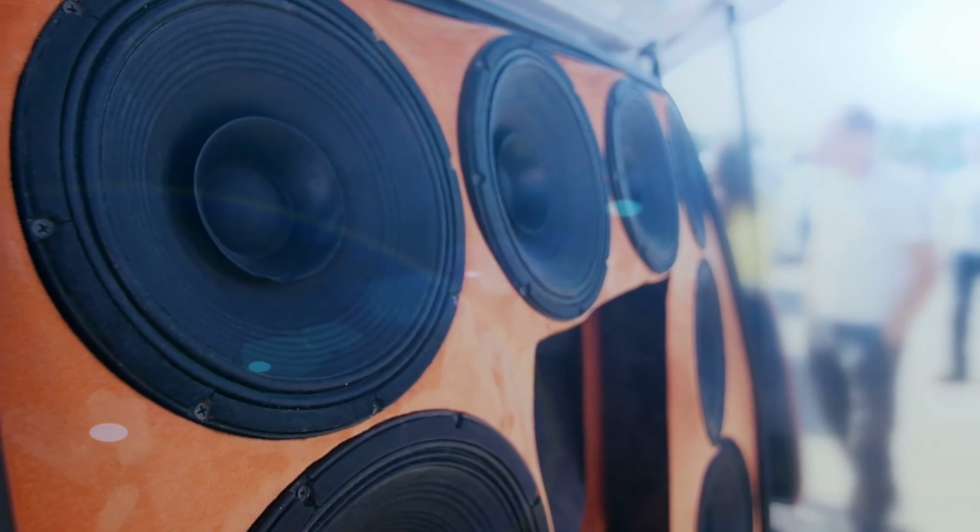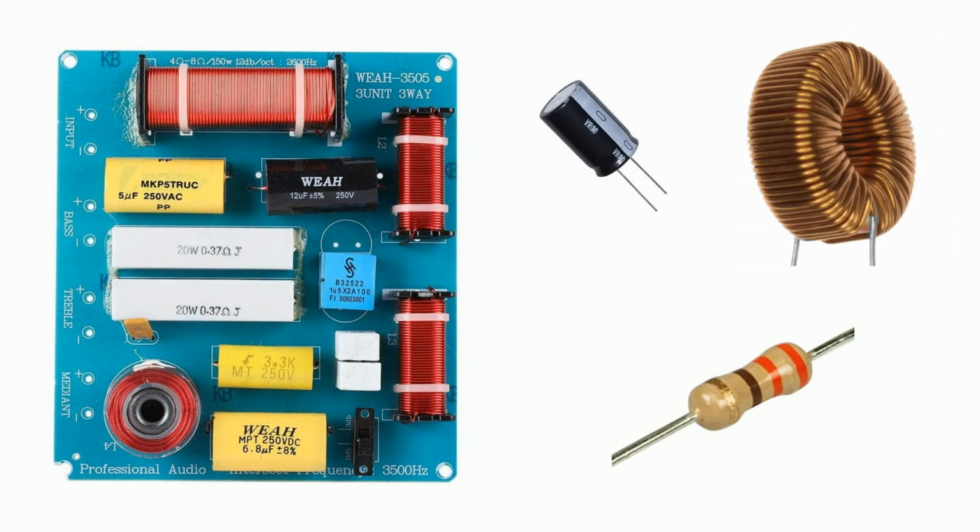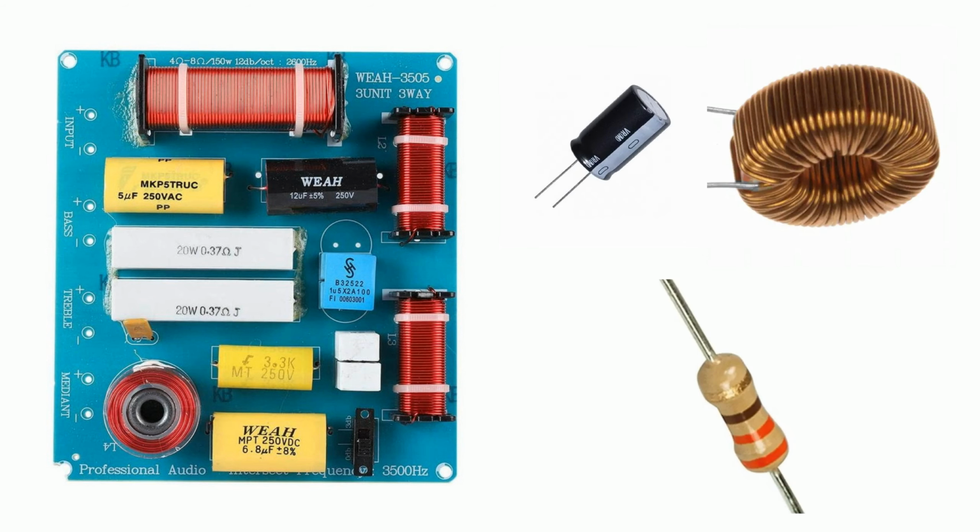Speaker crossovers are electronic circuits that divide an audio signal into different frequency bands to direct those frequencies to the appropriate speaker driver. In a passive multi-way speaker, these analog circuits typically use a combination of passive components like capacitors, inductors, and resistors to create filters that block or attenuate certain frequencies while allowing others to pass through.